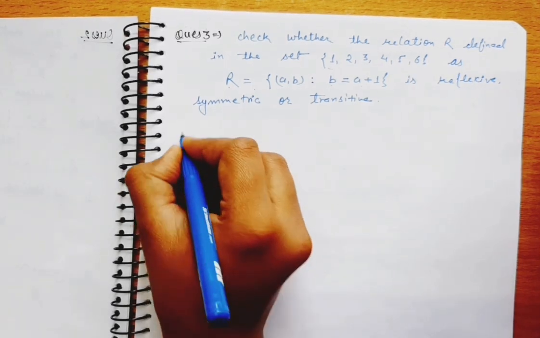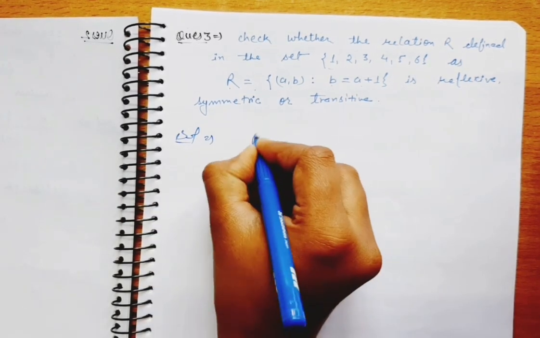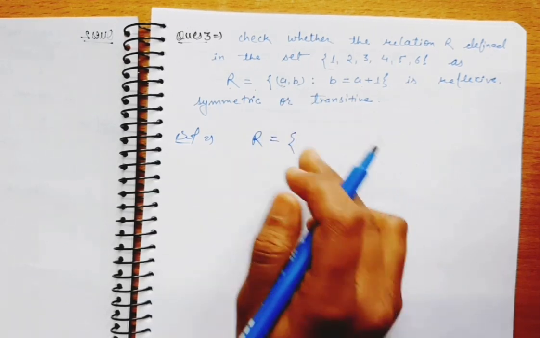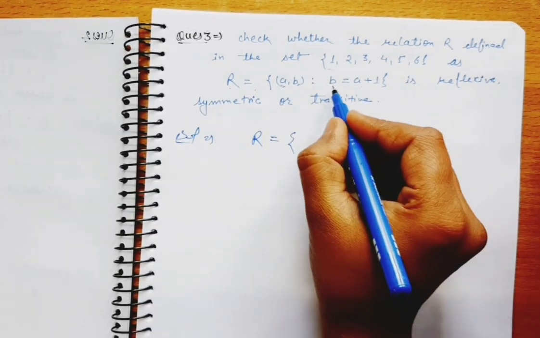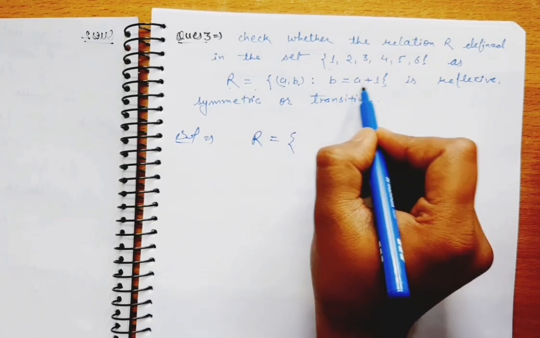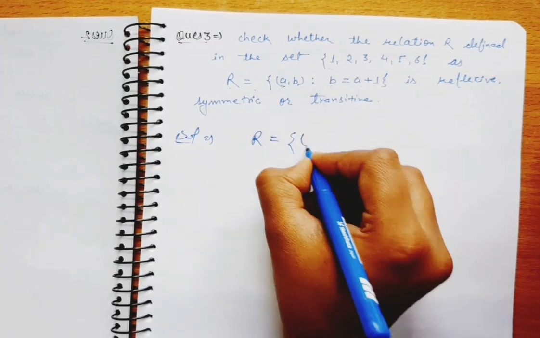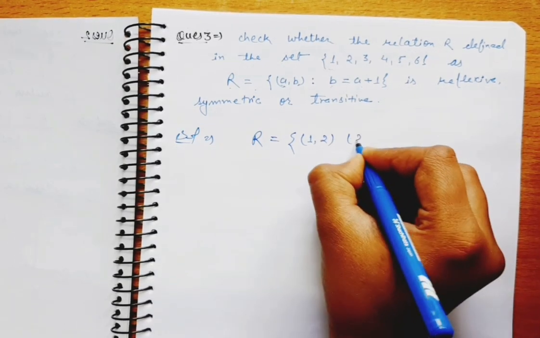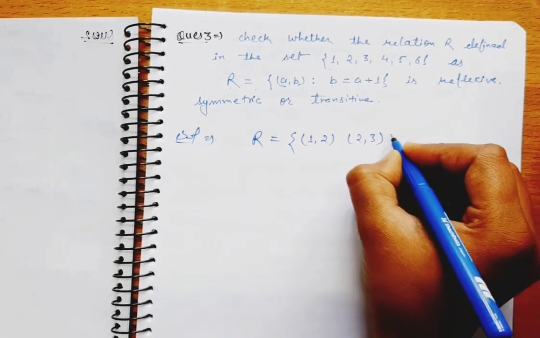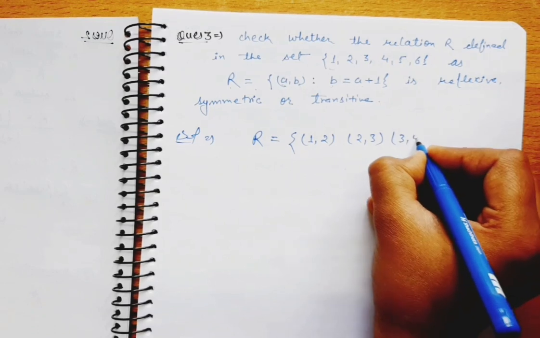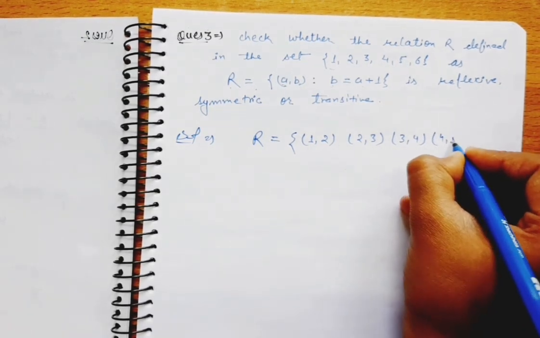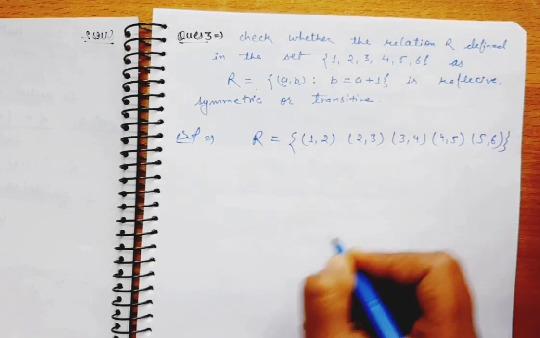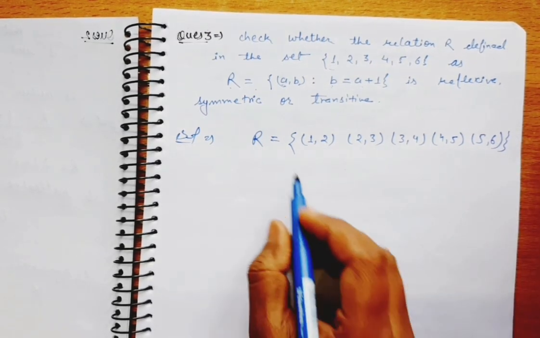First of all, we will make the relation R. In relation R, A and B are two elements satisfying the condition that B is equal to A plus 1. So if I take A equal to 1 then B equal to 2. The next element will be 2 comma 3. Next will be 3 comma 4, 4 comma 5, 5 comma 6. These are the elements of the relation.